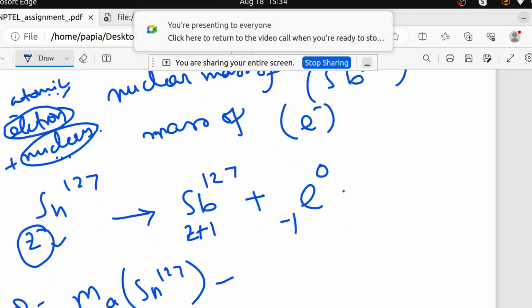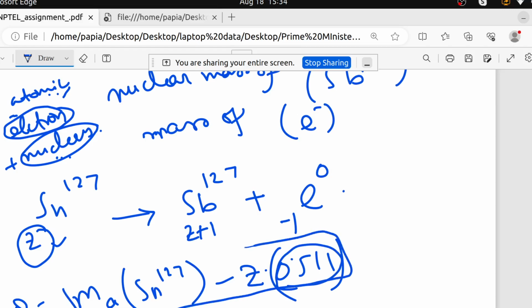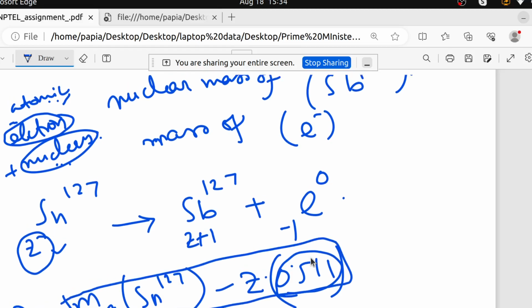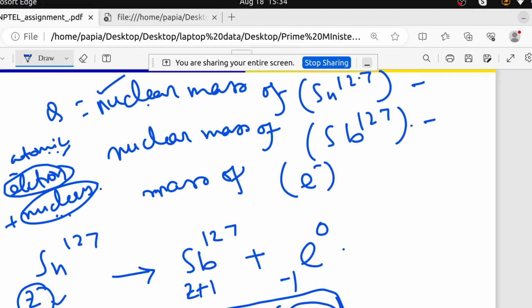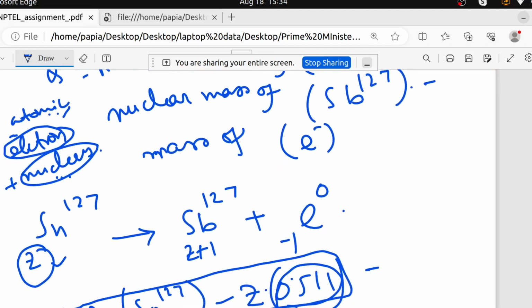Okay, so atomic mass minus electron mass should be there. That means Z times 0.511, because the mass of an electron is 0.511 MeV. So this whole thing is known as the atomic mass, the nuclear mass of Sn-127. Similarly, the nuclear mass of Sb-127 will be what? Sb-127 minus (Z plus 1) times Me, minus Me.